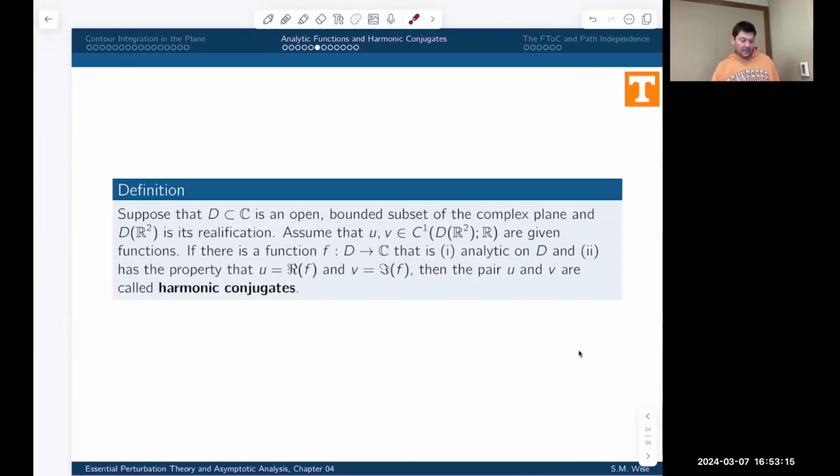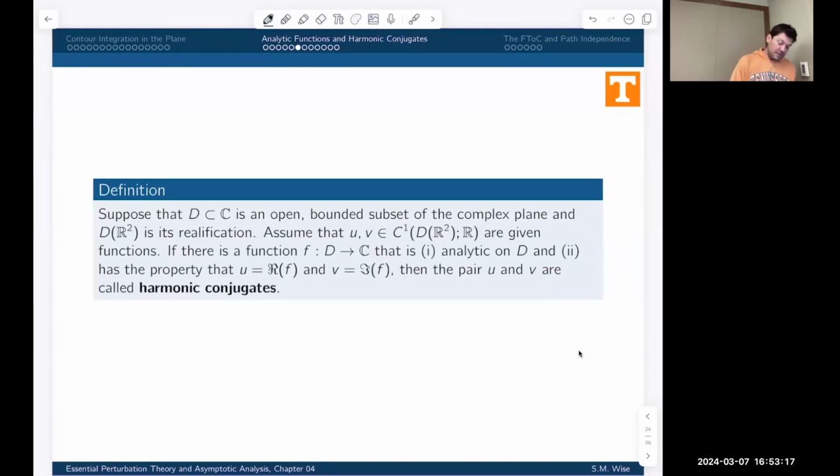Okay, so now we know that if F is analytic, and it has the real and imaginary parts U and V, then this U and V satisfies the Cauchy-Riemann equations. And if they're smoother than that, if they're C2 functions, then in fact they're harmonic. So we call them, in this case, harmonic conjugates, okay?